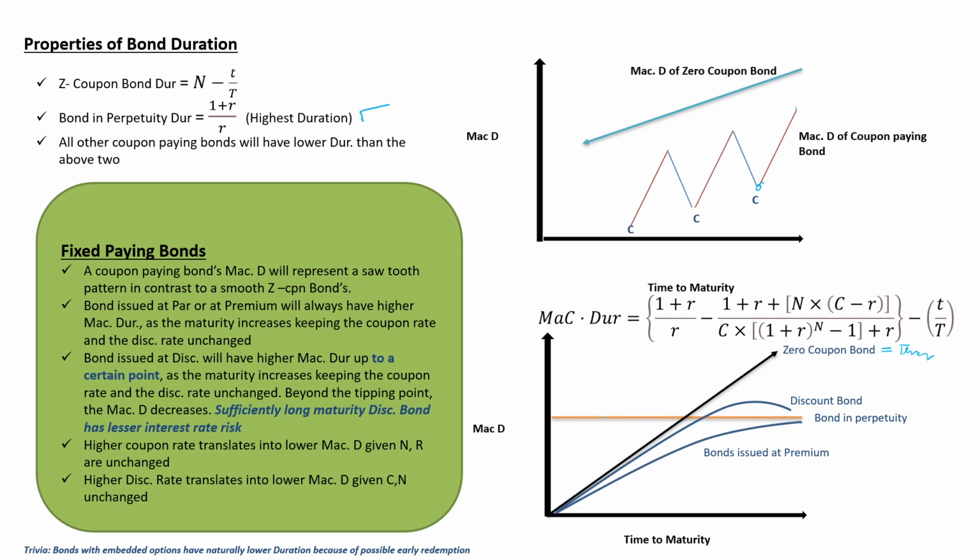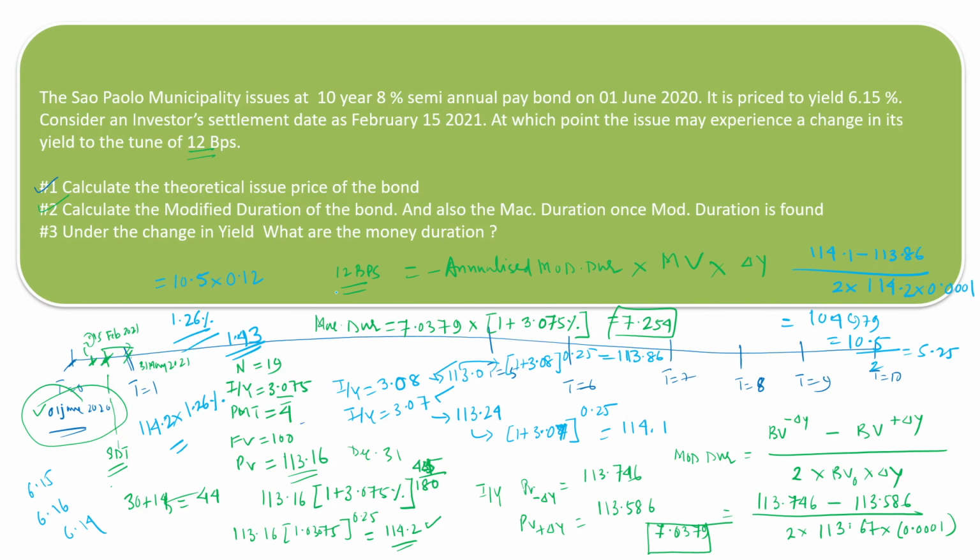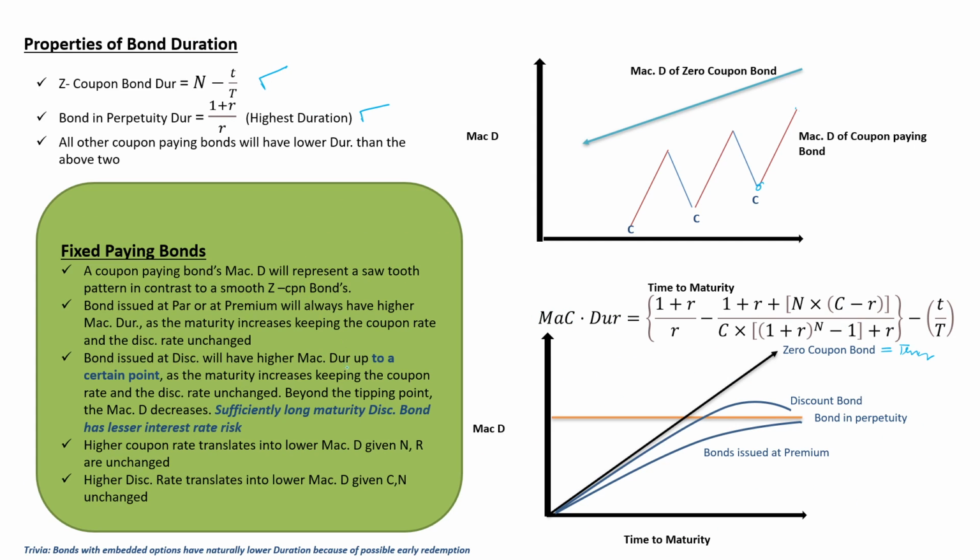So first we need to understand that the Macaulay duration of a bond in perpetuity is, extending to infinity, 1 plus r by r. And that for a zero coupon bond is n minus t by t. Again, if you just make use of this formula, all that you have to do is, for a zero coupon bond, substitute c as equal to 0, and you will get this expression for yourself.